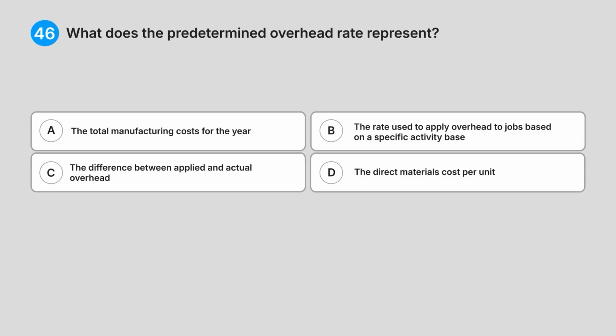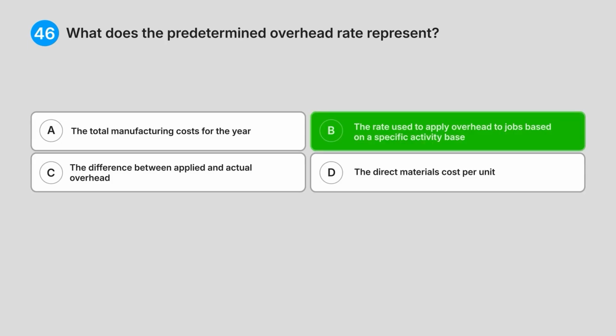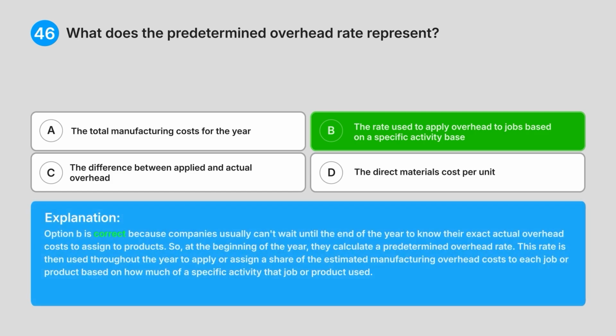Correct answer. B. The rate used to apply overhead to jobs based on a specific activity base. Explanation. Option B is correct because companies usually can't wait until the end of the year to know their exact actual overhead costs to assign to products. So at the beginning of the year, they calculate a predetermined overhead rate. This rate is then used throughout the year to apply or assign a share of the estimated manufacturing overhead costs to each job or product based on how much of a specific activity that job or product used.